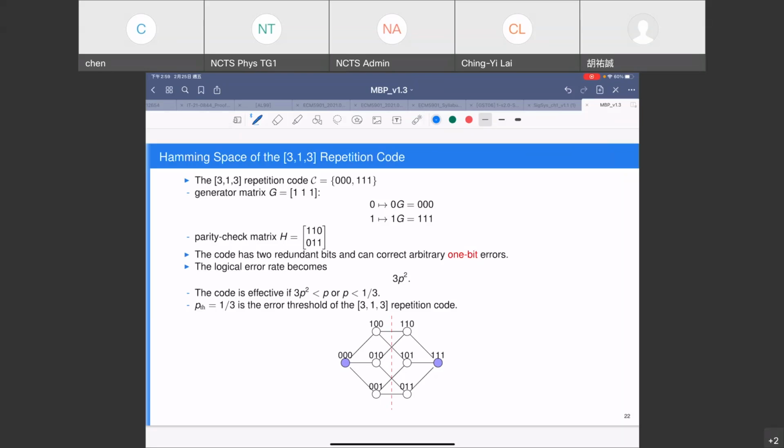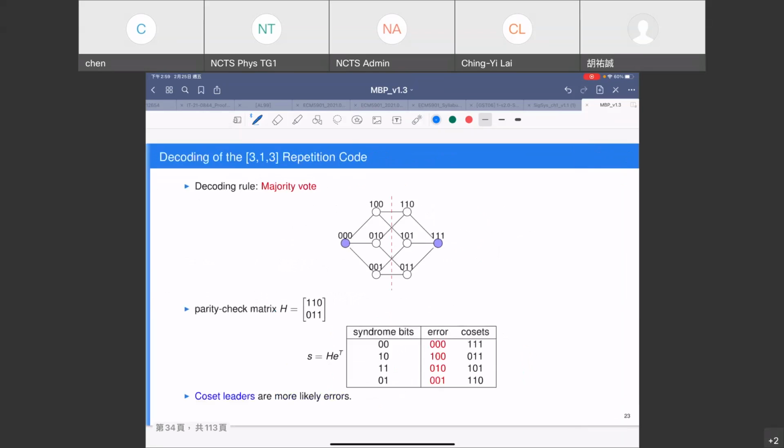So you can imagine that if we increase the size of the code, for example, if I use 10 bits to represent 0 or 1, then the error rate can be much better. And a very important problem is to do the decoding.